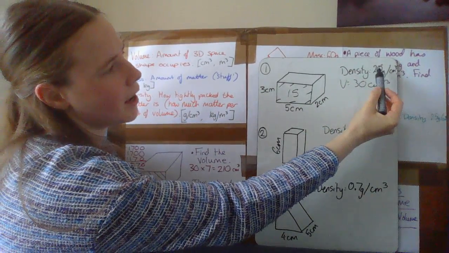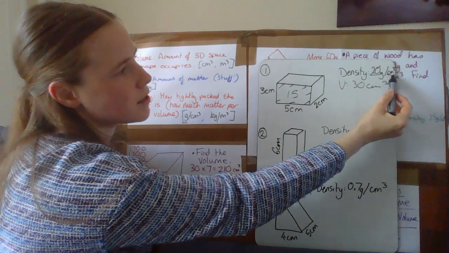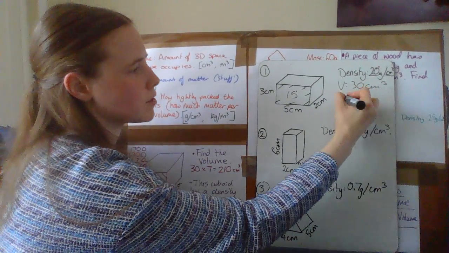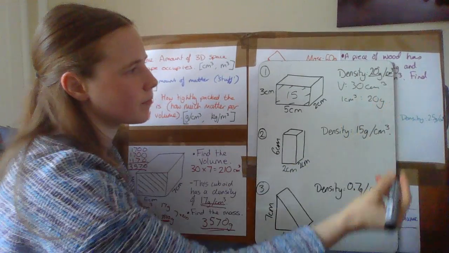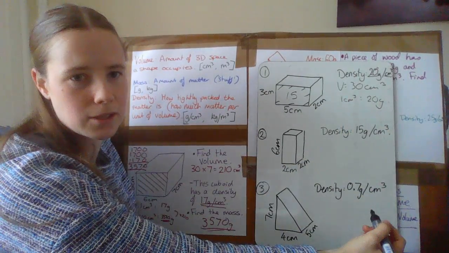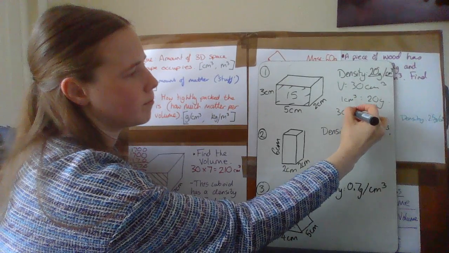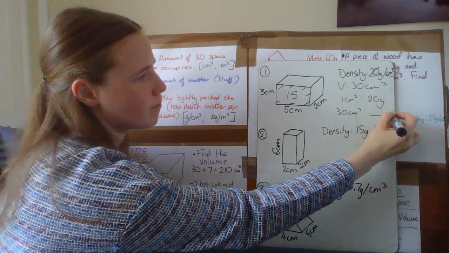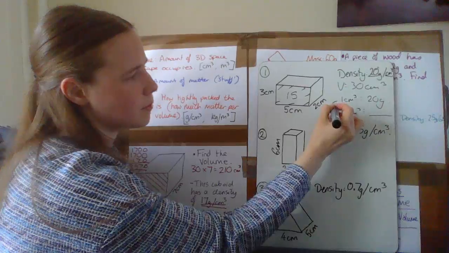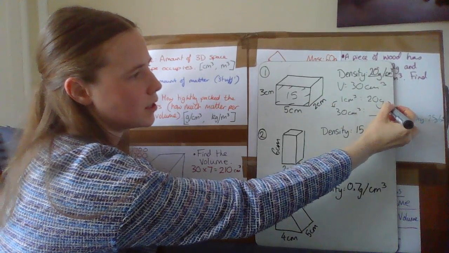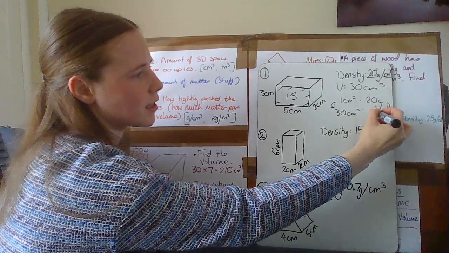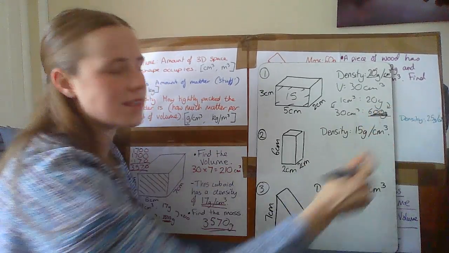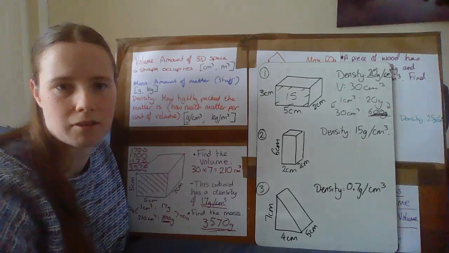Now the density here is telling me each 1 centimetre cubed is 20 grams. So 1 centimetre cube is 20 grams. But I've got 30 centimetres cubed, so I've got a lot more. So this side is timesing by 30. This side also needs to times by 30. 20 times 30 is 600. So I've got 600 grams or 0.6 kilograms.